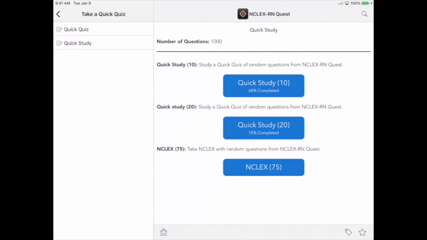The questions in NCLEX-RN Quest are drawn randomly from the database. You can set goals, review missed questions, and use it anywhere. No internet connection is needed.